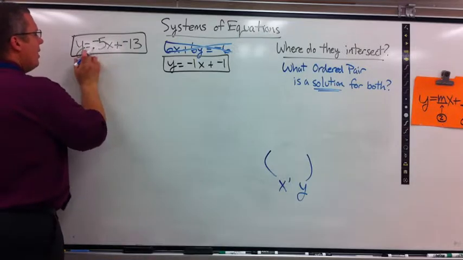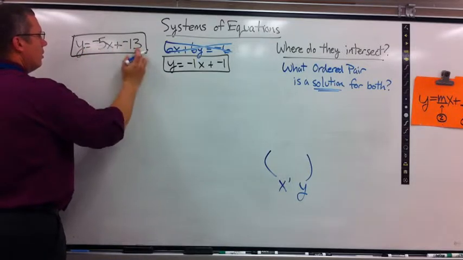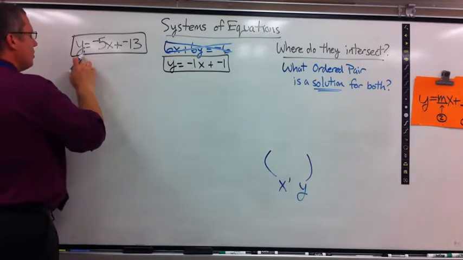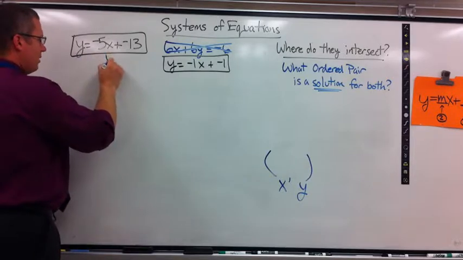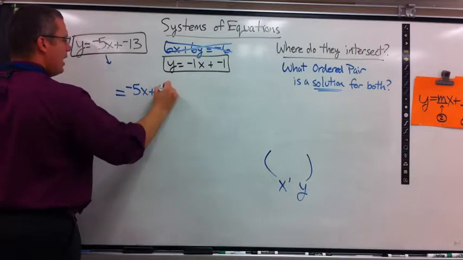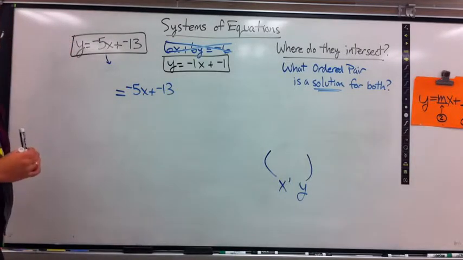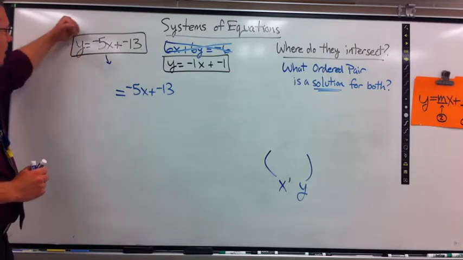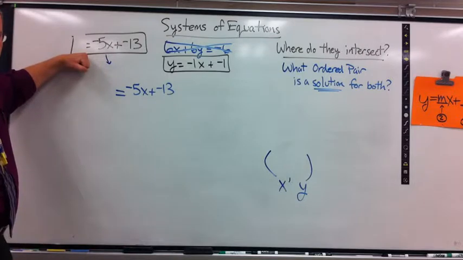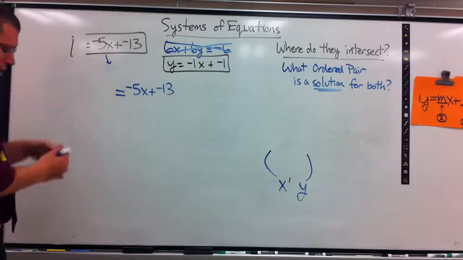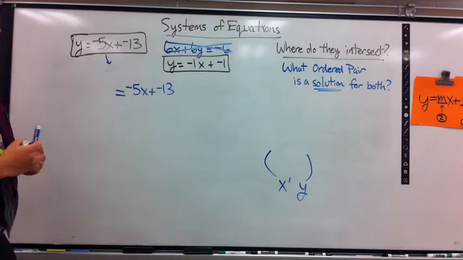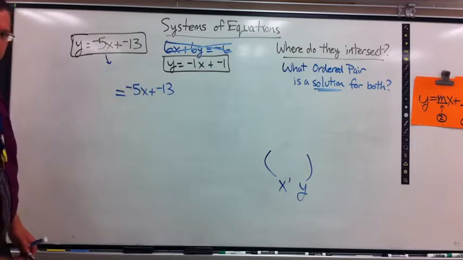I'm going to take this equation and I'm going to rewrite it down here. The thing I'm going to do is drop off the y. So I'm going to take this equation equals negative 5x plus negative 13. Now the reason I dropped off the y is because I want to replace the y with something else that y is equal to. It's called substituting variables. So can I find anywhere else on this board something else that says, oh, by the way, y equals this?